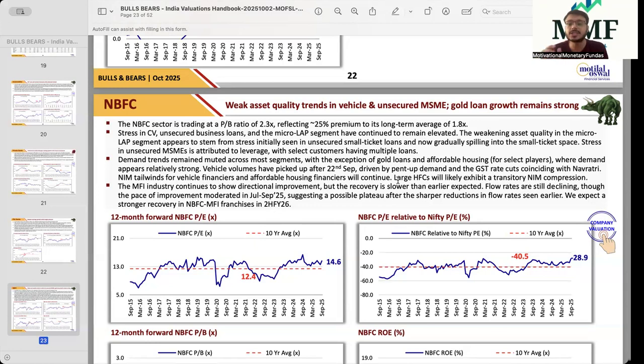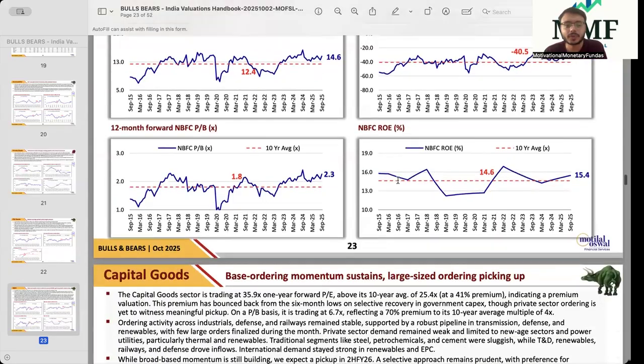But the problem is the stress starting to build up in the NBFC space, with the unsecured lending and the microfinance companies. A bit of stress has started to build up because we can see gold loans rising by more than 100%. The growth in gold loans has been more than 100% year on year, and that shows stress in the market somewhere, right?